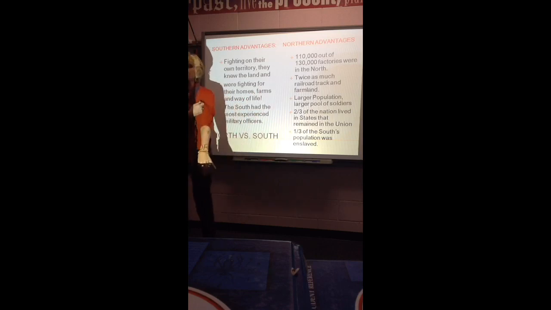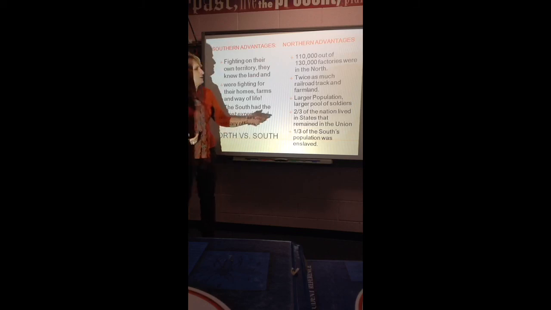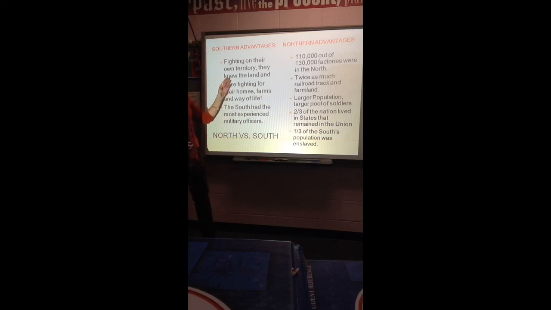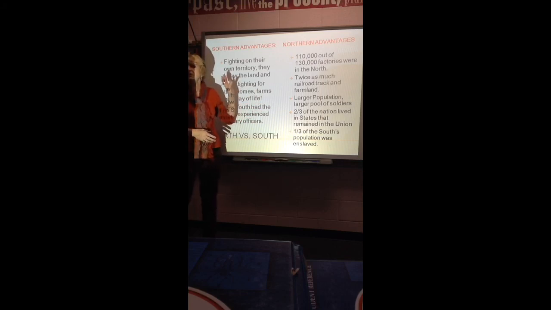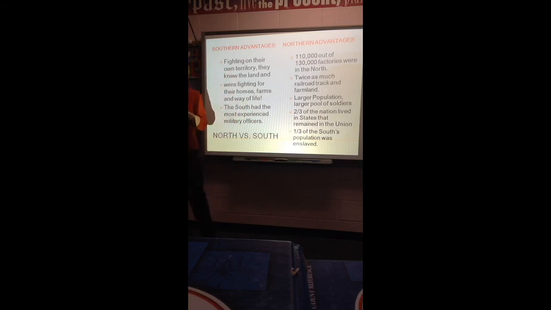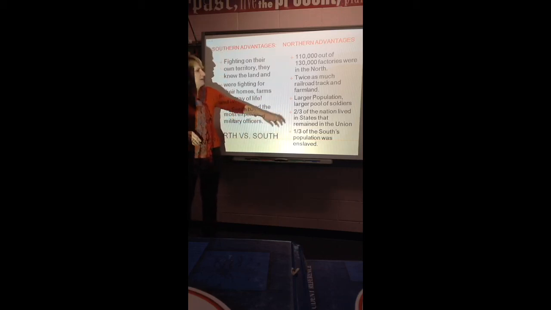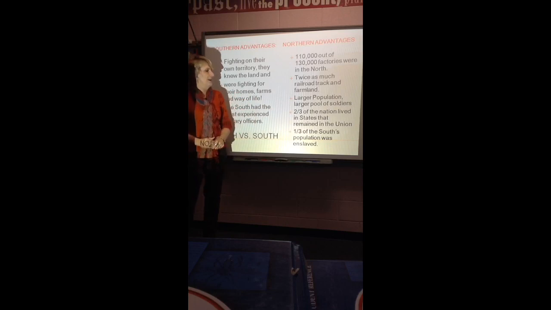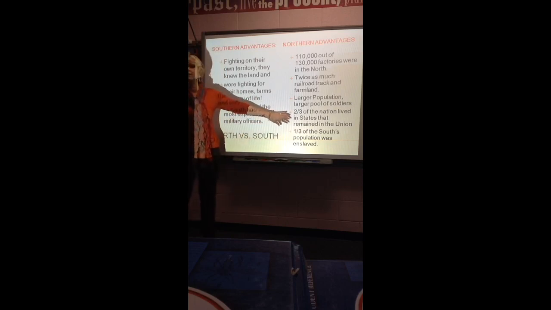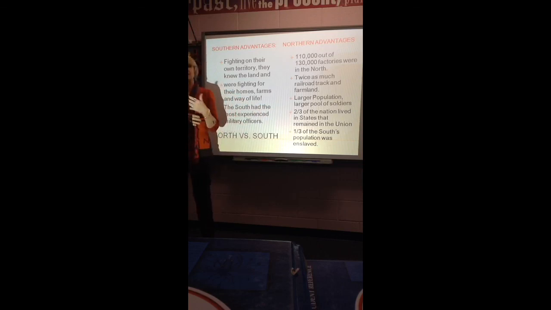It had a much larger population, a greater pool to pull from. And so they could have many more soldiers. Well, you may have the passion on one side, but passion doesn't always overcome numbers. So having the numbers could be quite significant. 2/3 of the nation lived in the states that remained in the Union. The majority of the population was in the North. And so politically and ideologically, they would side with the North.